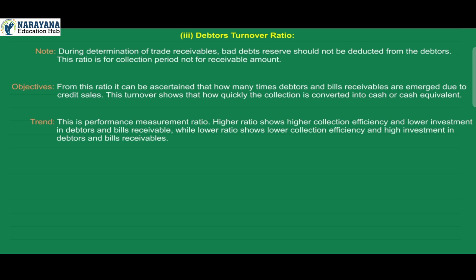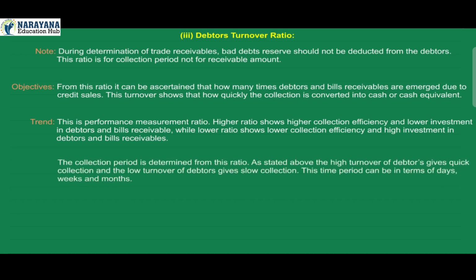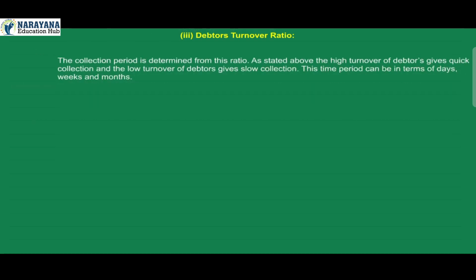Trend: this is a performance measurement ratio. A higher ratio shows higher collection efficiency and lower investment in debtors and bills receivable, while a lower ratio shows lower collection efficiency and high investment in debtors and bills receivables. The collection period is determined from this ratio. As stated above, the high turnover of debtors gives quick collection and the lower turnover of debtors gives slow collection. This time period can be in terms of days, weeks and months.